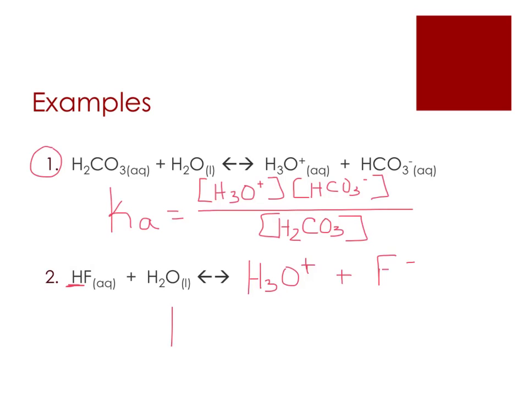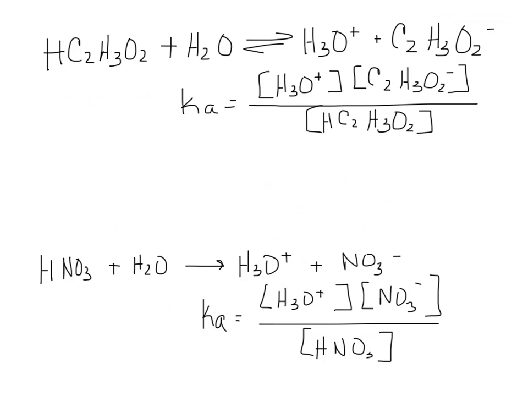Welcome back. You should have gotten that the Ka is equal to the concentration of H3O+ times the concentration of F- divided by the concentration of HF. Now let's talk a little bit about what the Ka value means.